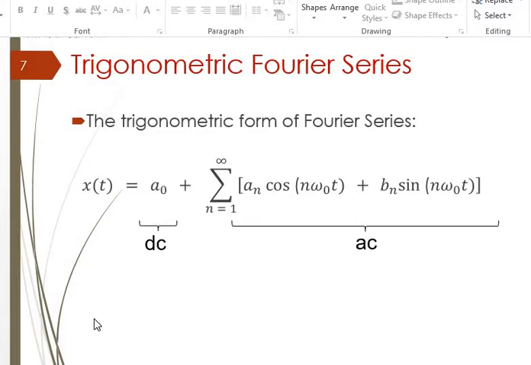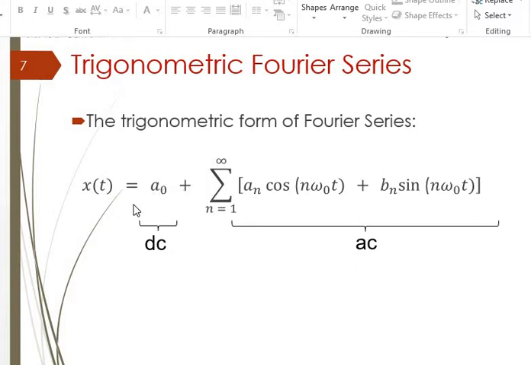Okay, so this is the formula for the expression of the trigonometric form of the Fourier series. x(t) equals a naught plus the summation of a n cos n omega naught t plus b n sin n omega naught t. The front part is referred to as the DC, and the latter part is called the AC.